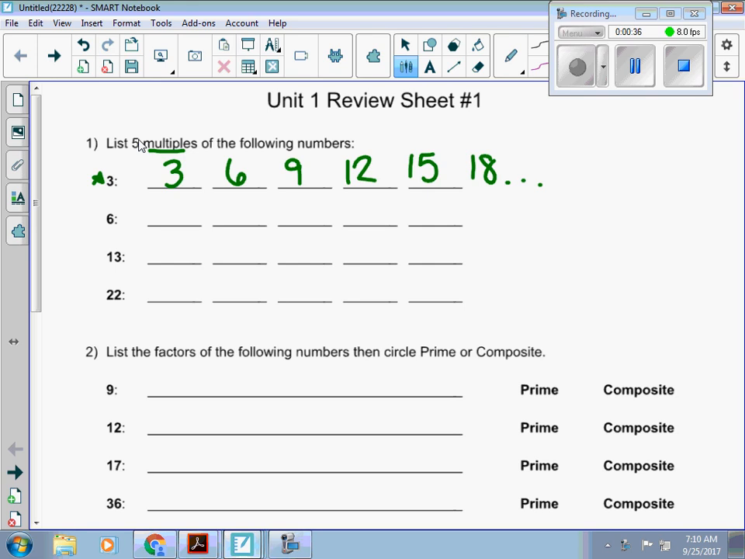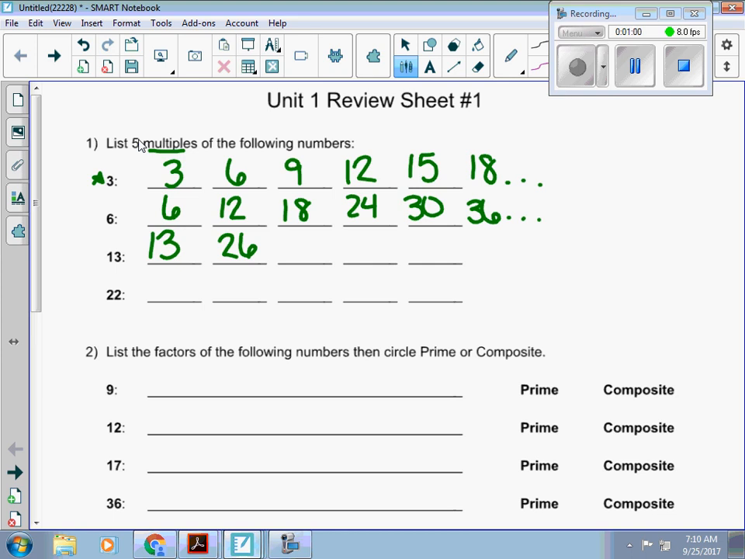So for 6, we could do 6 times 1 is 6. 6 times 2 is 12. And keep going. 18, 24, 30, 36. You don't have to start with 6. You could have started with 12. That's okay.